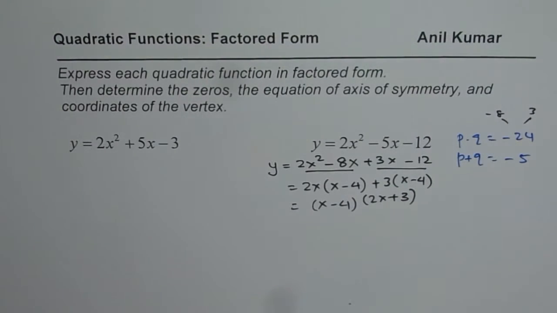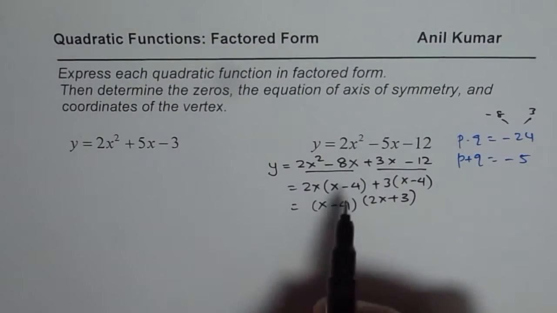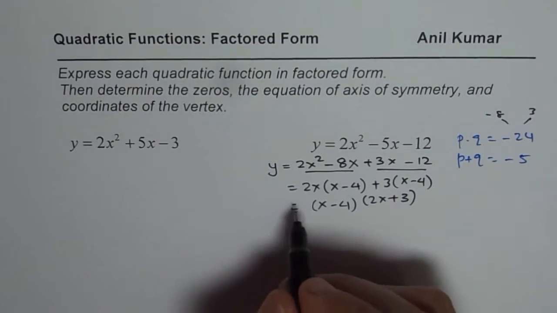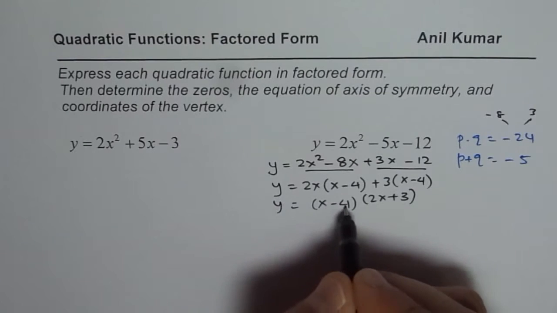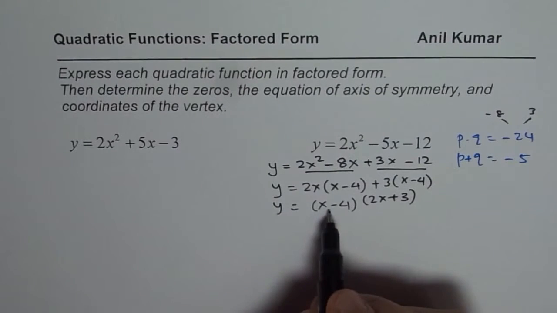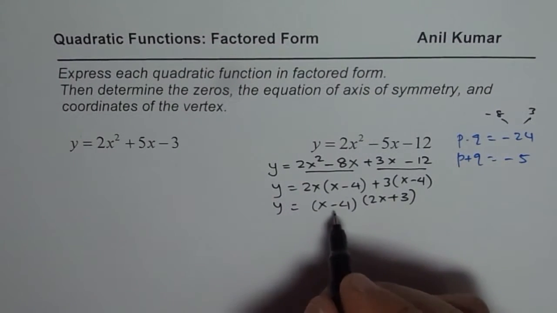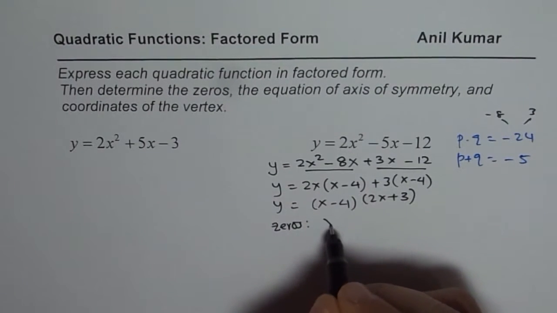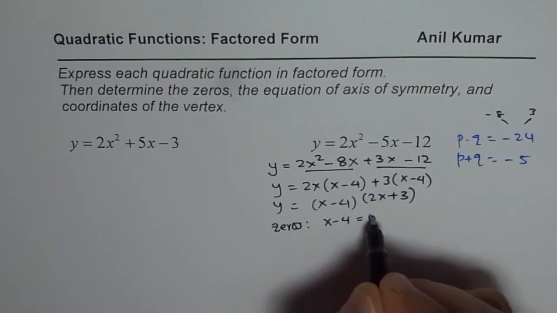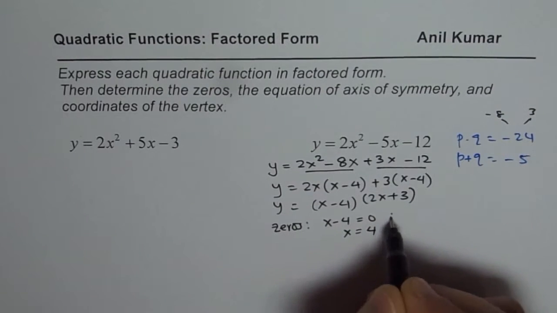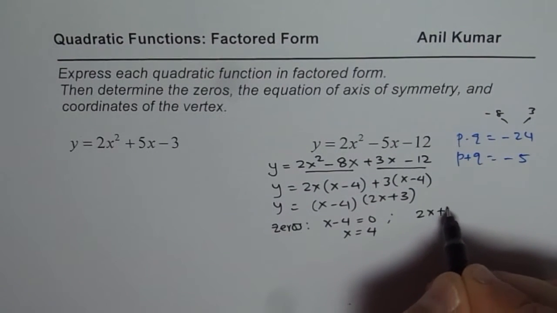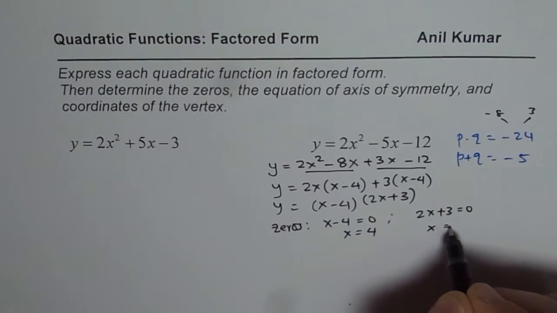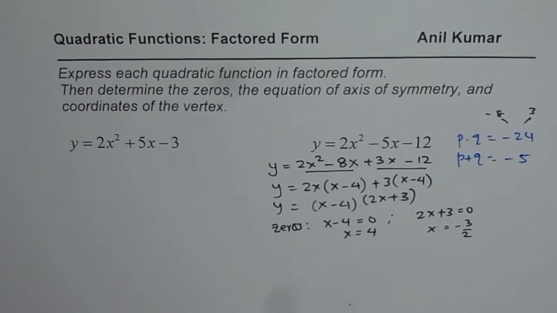Once you have the factors, you can always find the zeros, which will give you a y value of 0, right? So the y value of 0 will be when each factor is equated to 0. First, the zeros: the first one is when x minus 4 equals 0, that is x equals 4. The other one is 2x plus 3 equals 0, that means x equals minus 3 over 2. So these are the two zeros for you.